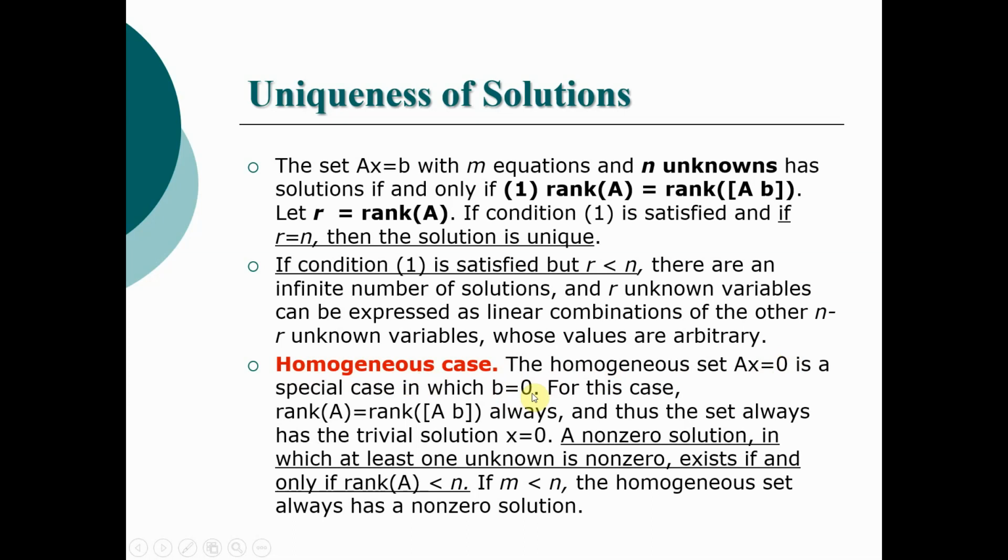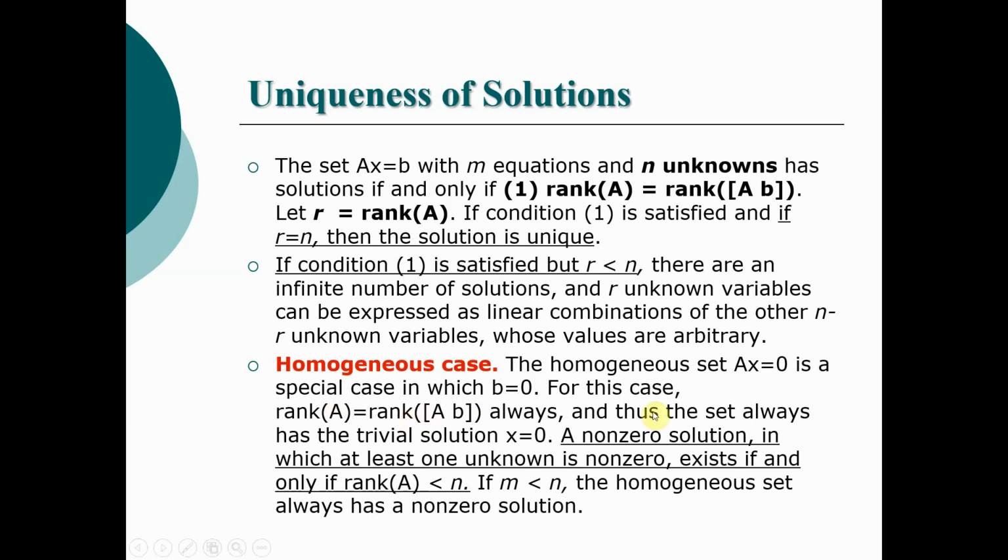B is equal to 0. In this case, the rank of A and the rank of AB are always equal. Why? Because B doesn't add any more information here. You remember that if we have a vector of 0, we can express it as a linear combination of the other rows or the other columns. In this case it is a column, so we can express it as a linear combination of the other columns inside A. So rank of A and rank of AB are always equal.